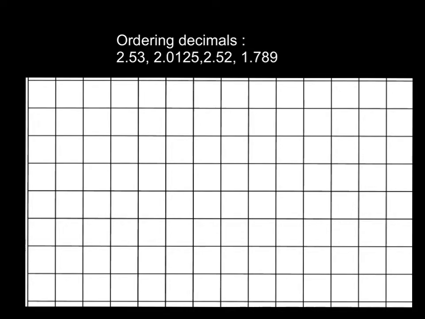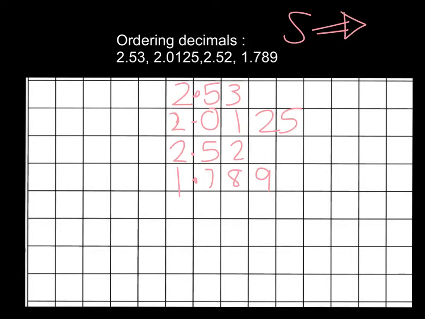Okay, so before you can order the decimals, it's best to lay it out so that you can compare them stacked underneath each other. So layout 2.53, 2.0125, 2.52 and 1.789. Now the question can ask smallest to largest, so we'll go from smallest to largest, or it could ask largest to smallest, but we'll do smallest.